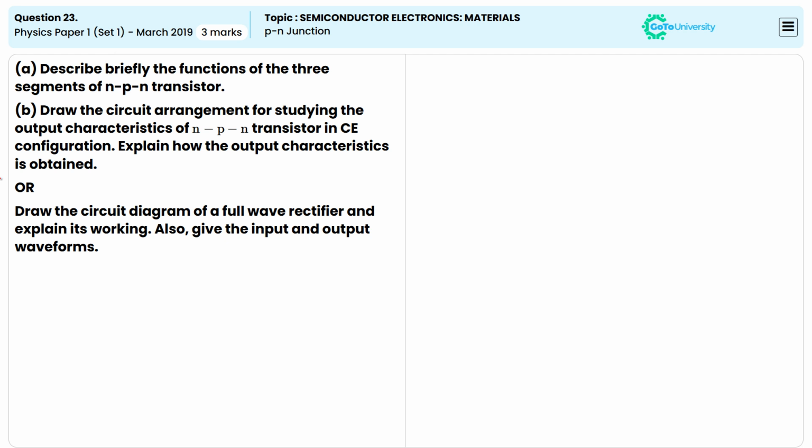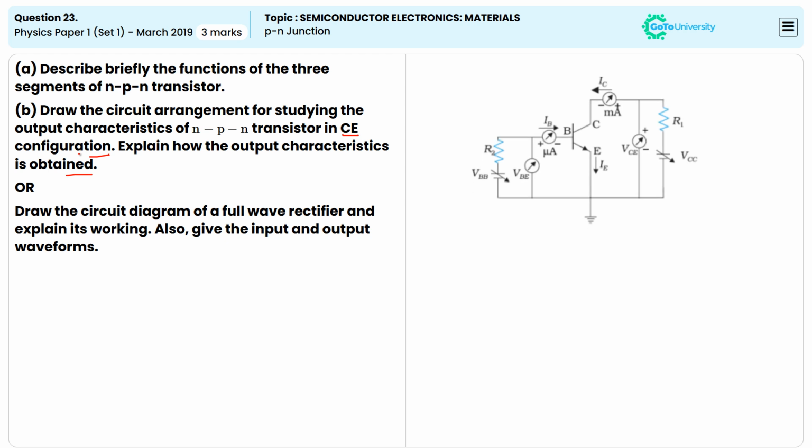Second part: draw the circuit arrangement for studying the output characteristics of NPN transistor in CE configuration. Explain how the output characteristic is obtained. So we'll see the diagram here first. Output characteristics of NPN transistor in CE configuration.